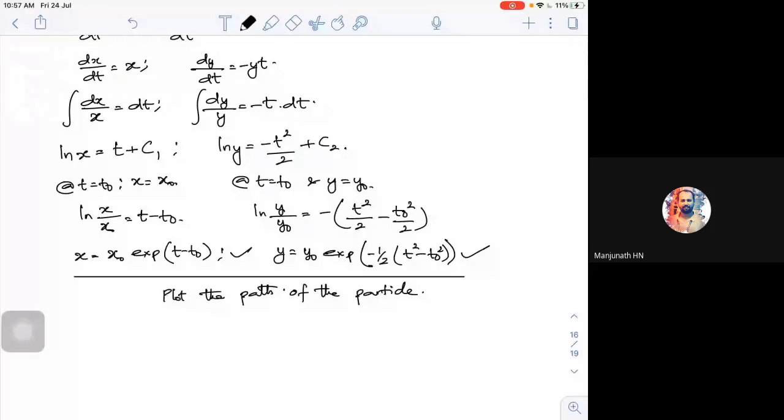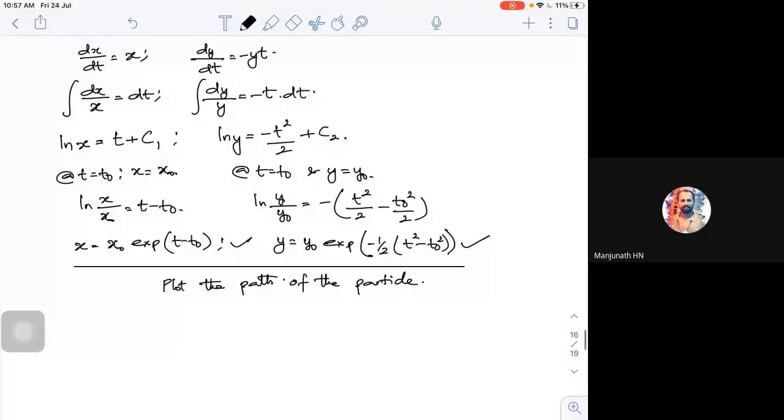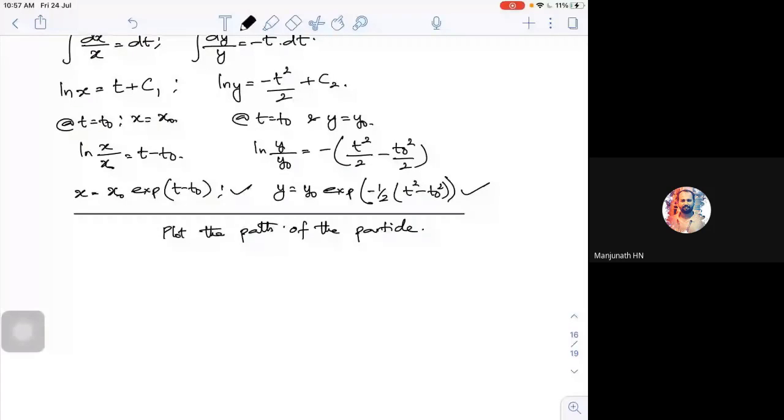Now, if I want to draw a path line, that means the starting point of your path and the end point of your path, I can write an equation. That means if I set up an equation in such a way, a function using this particular thing, I can literally draw the path line. So if I want to do that, I'll take these two equations: ln of x by x naught, ln of y by y naught.